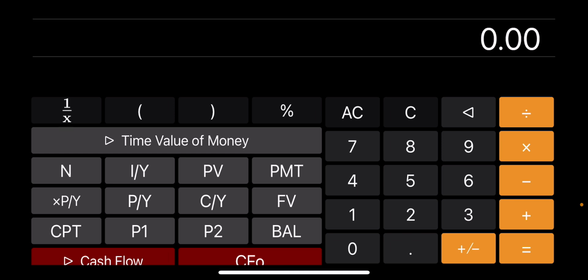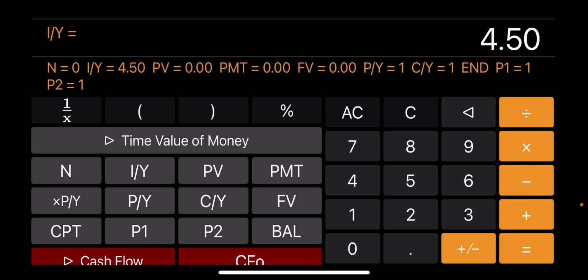So let's say you see an advertisement from a bank that they have a special CD or a saving account that has a 4.5% APY, which is annual percentage yield. So you enter 4.5 and use I over Y, which is interest over year.